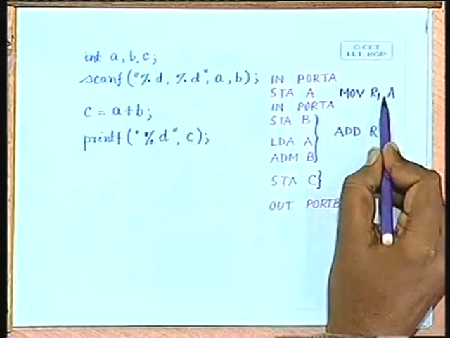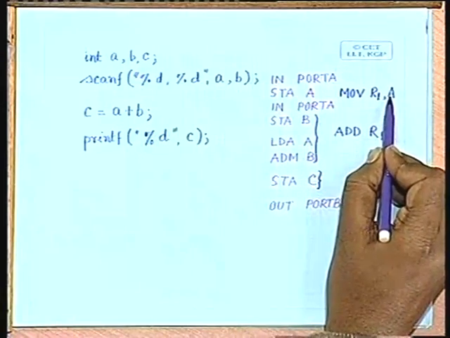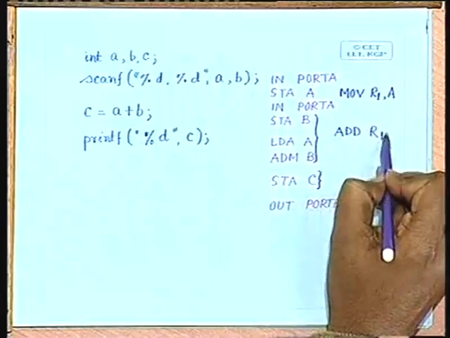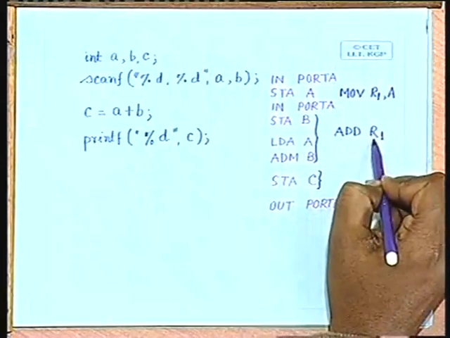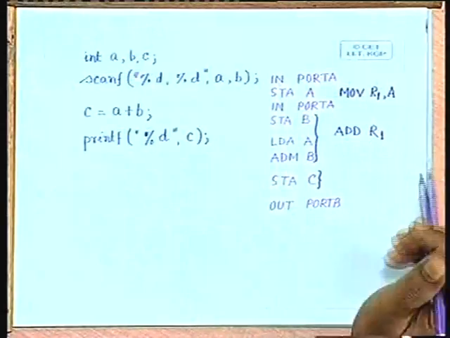So, here you find that instead of having a single register called accumulator, if I have more than one register, in that case I can write my program, or the program can be executed in a more efficient manner.